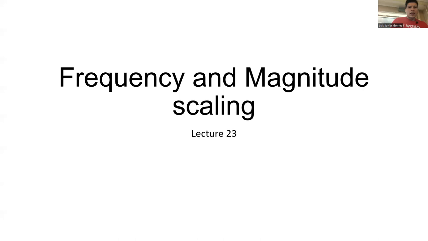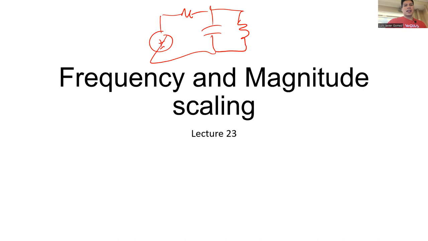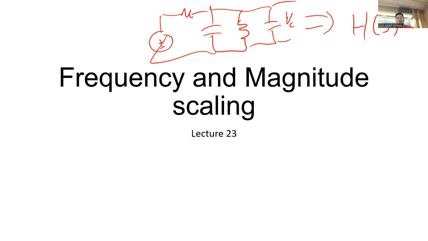Okay, so frequency and magnitude scaling. Effectively, what frequency scaling is: if you have a circuit, let's say you've designed a circuit with a source, a resistor, a capacitor, an inductor, and then maybe another capacitor, and you want the voltage across this capacitor. So you find the H of S, and after you've designed it, you realize the customer wanted the frequency to be 100, not 10. And then you go into panic mode because now you have to redesign the whole circuit. Well, it turns out that you don't.